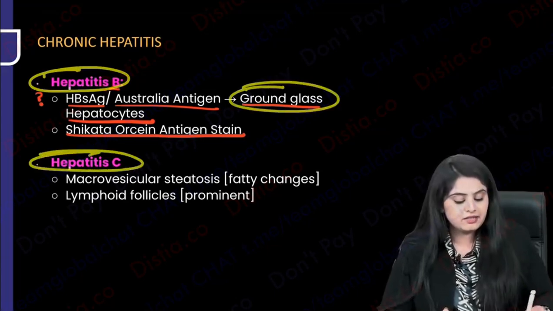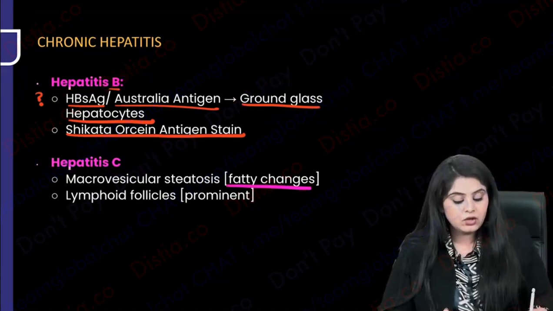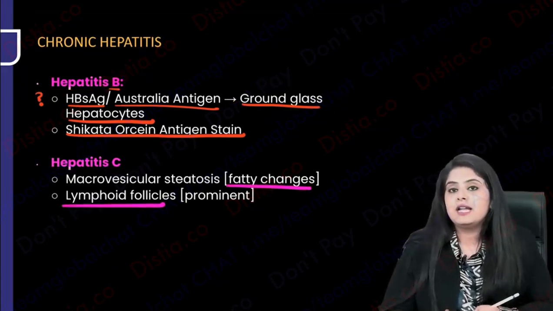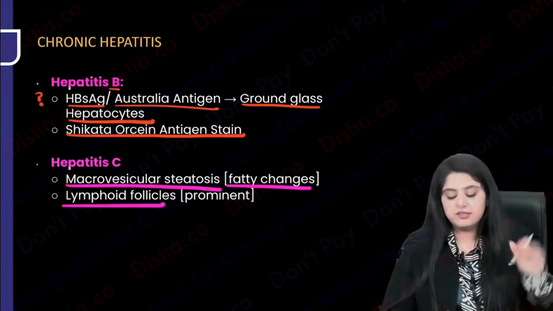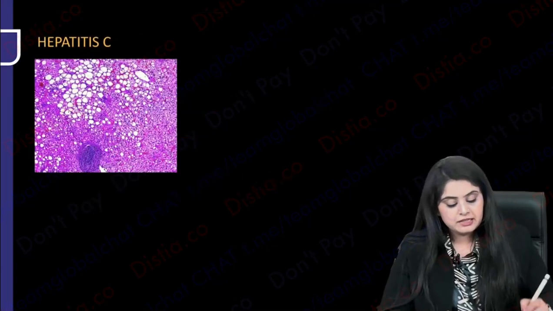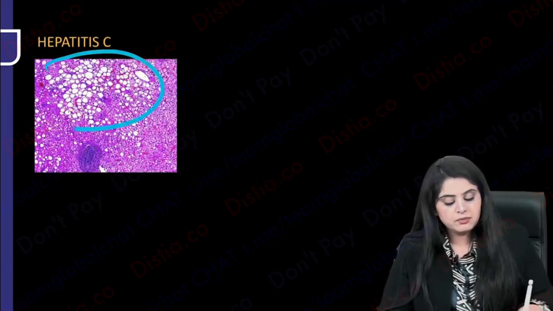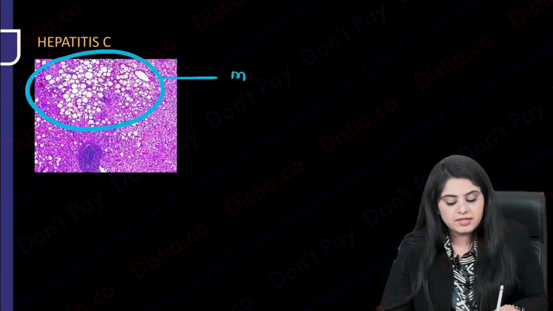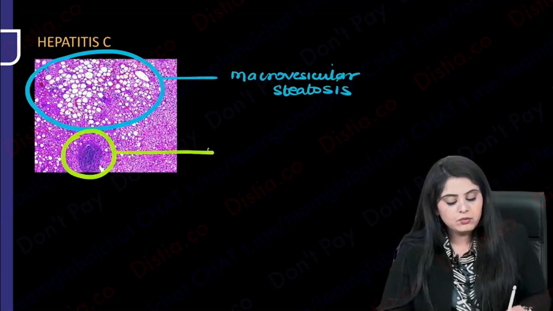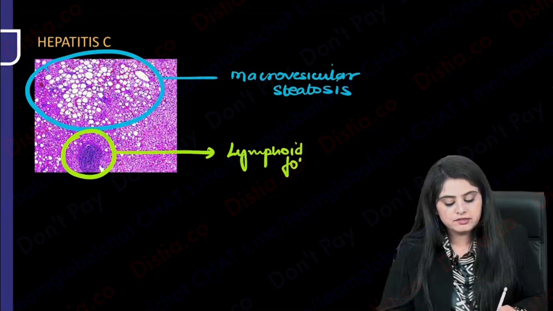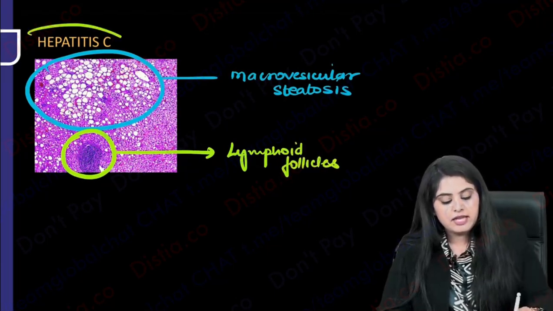What do you have for hepatitis C? You have fatty liver and lots of lymphocytes. Which fatty liver? Not the small one. Fatty liver, big vesicles. Have a look at this picture. This is a picture of hepatitis C. Can you see big white spaces? Okay, ma'am, there is fatty liver. That too big vesicles. Macrovesicular steatosis of fatty liver is seen. And I can see some blue aggregates. This means I see the presence of lymphoid follicles. That is indicative of hepatitis C.